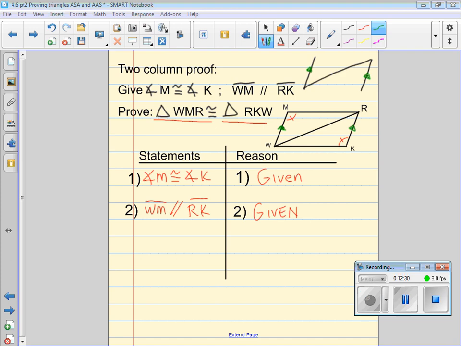All right, so I just simplified my drawing. I took WM and RK and I just drew it above it with that transversal, this one coming down, okay? So I just drew some of the drawing up there.